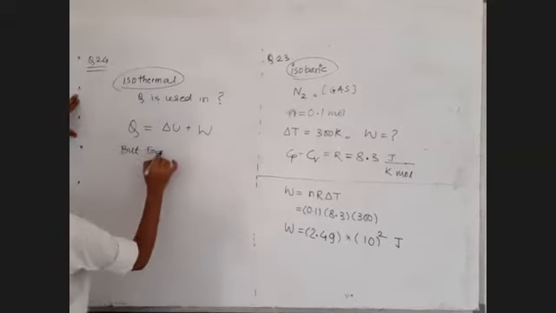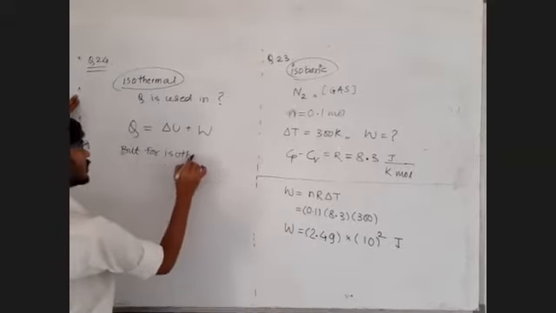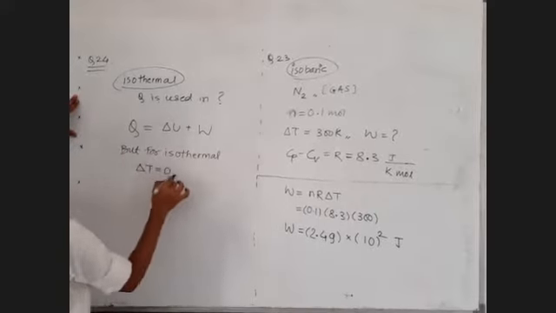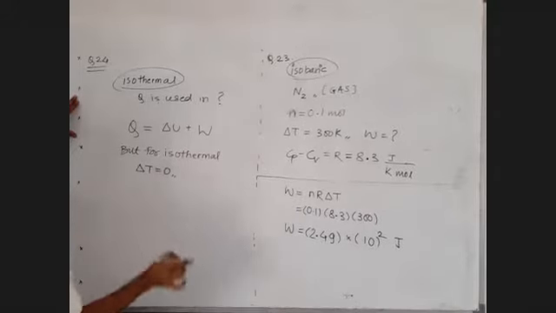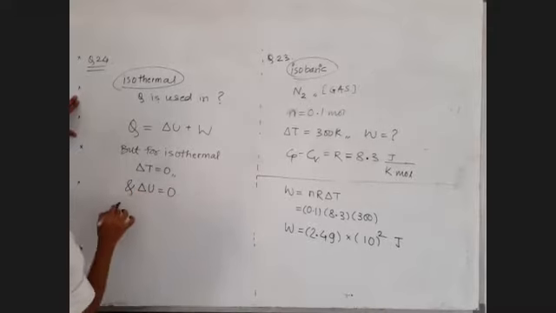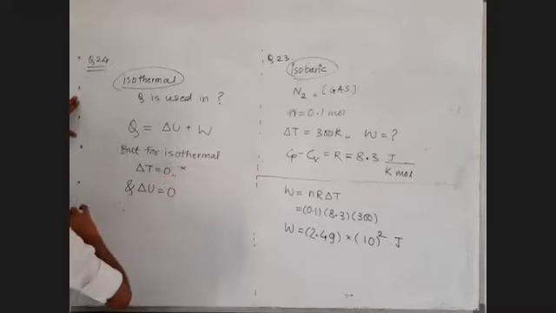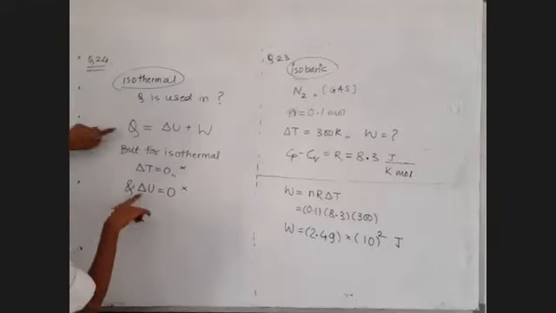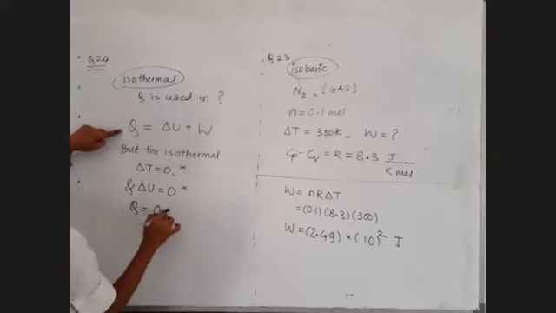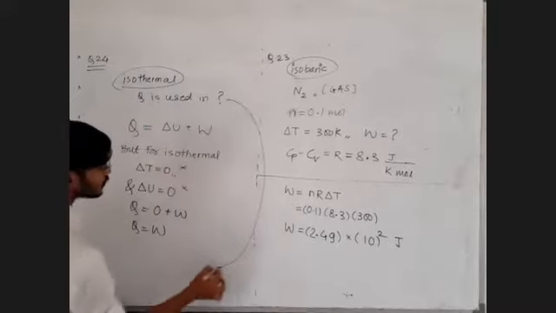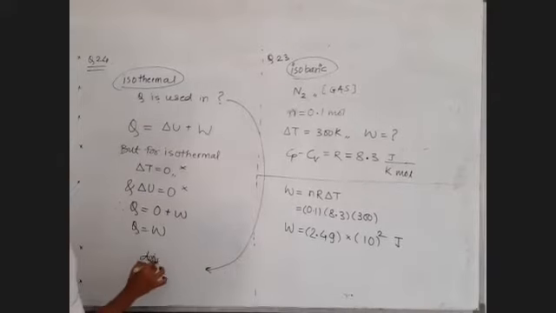But for isothermal, change in temperature is 0. Now we will assume a gaseous system and write delta U equal to 0. So heat is not being used for changing temperature. Heat is not being used for changing internal energy. Then heat is being used for what? Then heat is being used for doing external work only. So Q is used in doing external work only.